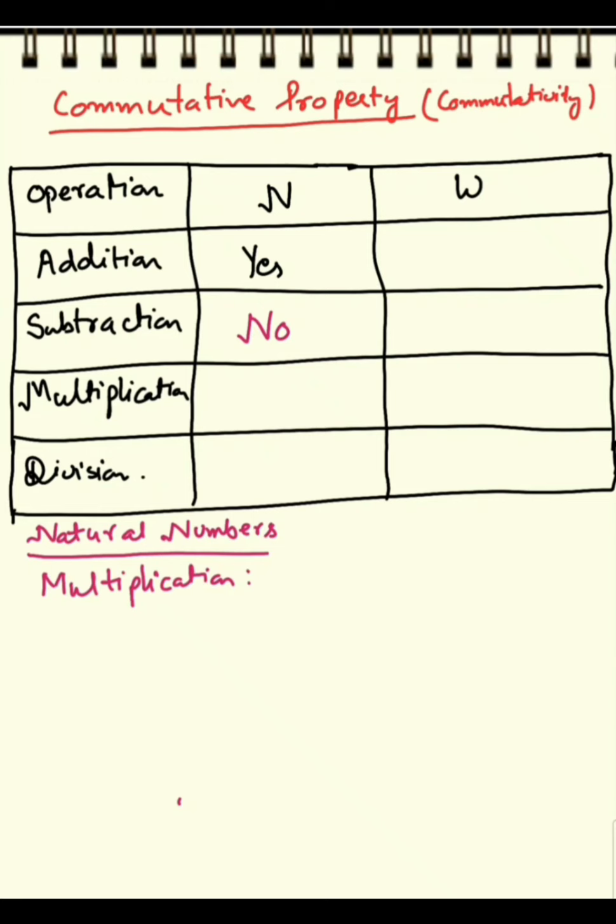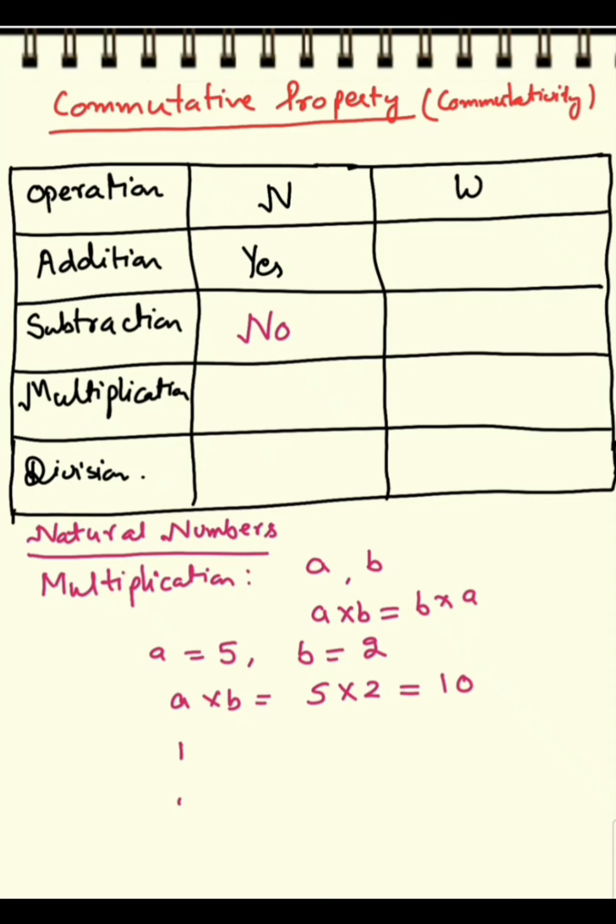Now let's see whether natural numbers are commutative for multiplication or not. Let's take two numbers A and B. Then two numbers A and B are said to be commutative for multiplication if A into B is equal to B into A. Let's take A equal to 5 and B equal to 2. So A into B is equal to 5 into 2, which is equal to 10, and B into A equal to 2 into 5, which is also equal to 10.